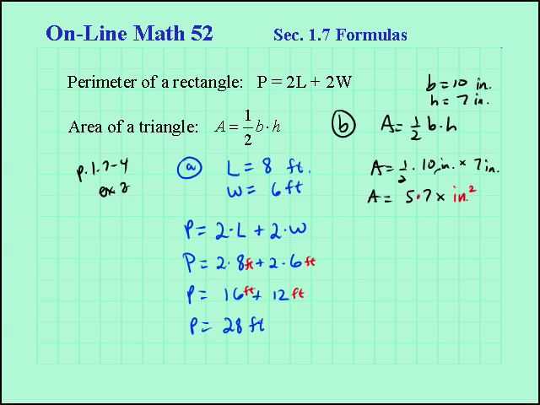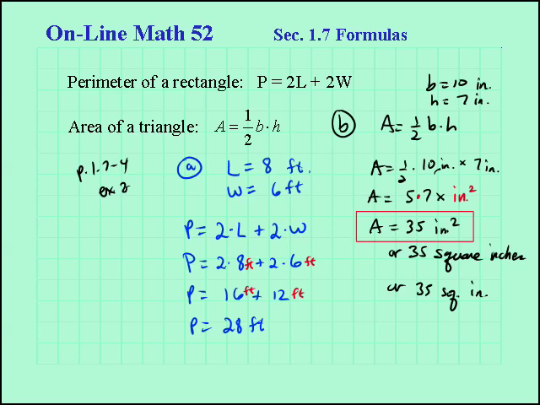Emphasize that. So the area is 35 inches squared, or we might say 35 square inches, or we might say 35 SQ for square, IN for inches. Okay? But this is good right here. There you go. 35 inches squared. All right.